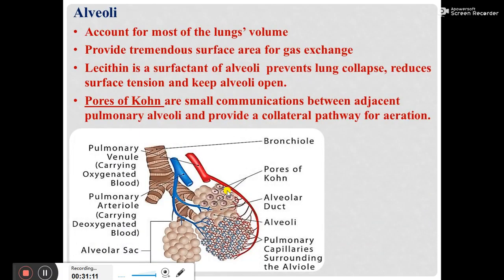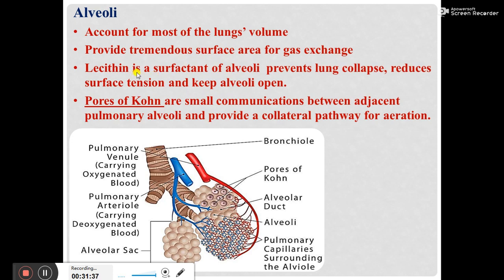Next we will see the alveoli. It accounts for most of the lung's volume. So most of the lung volume comprises alveoli. It provides tremendous surface area for gas exchange. I have explained earlier that the area of gas exchange is maximized by the alveoli.